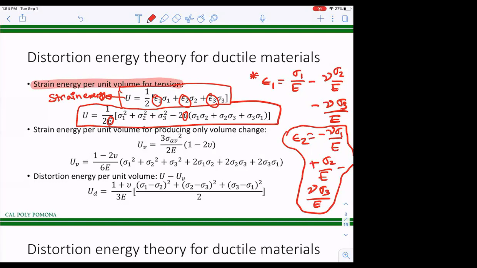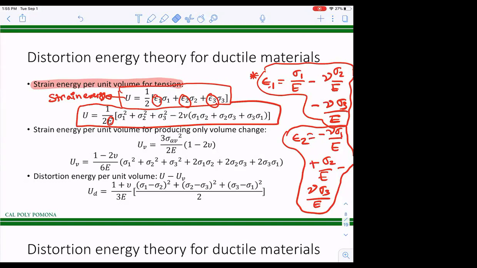Yeah, it is coming by replacing the epsilon 1 with these expressions. Just epsilon 1, not sigma 1. Just to verify, that V is specific V, right? That V is actually your Poisson's ratio. The mu is the same as the V here. It's Poisson's ratio. It looks like a V, but it's Greek. Oh, okay.